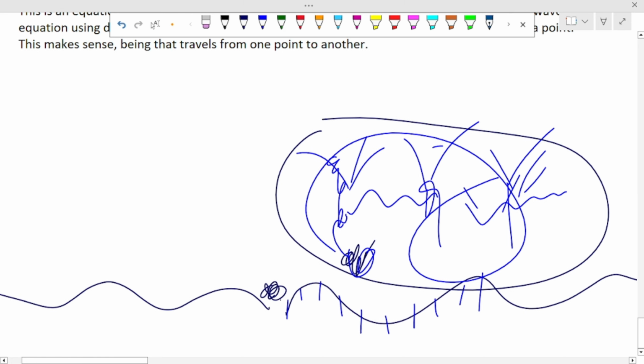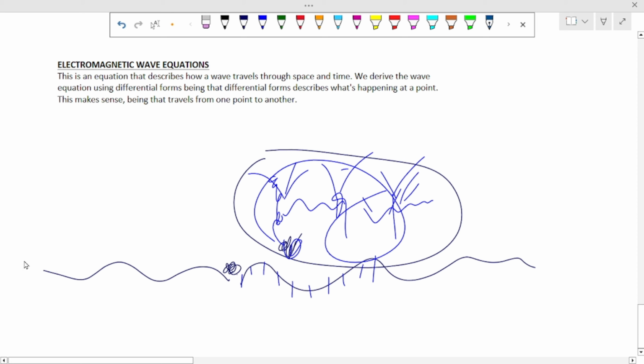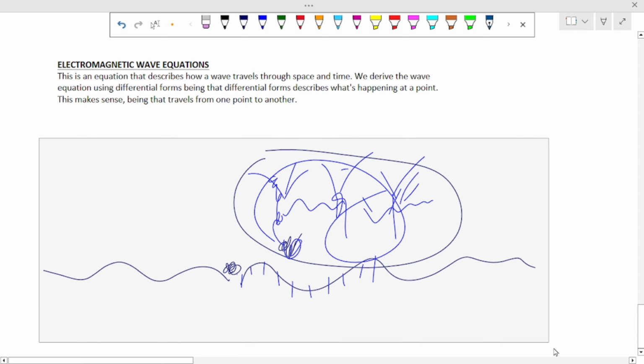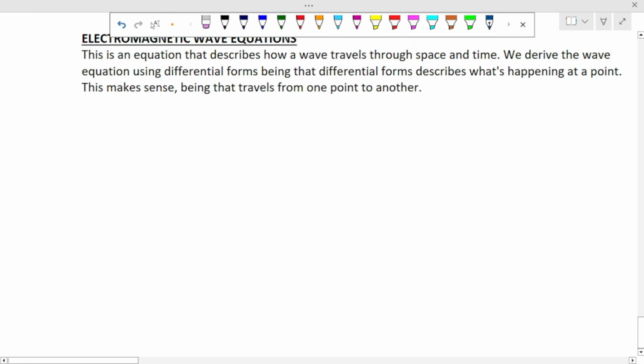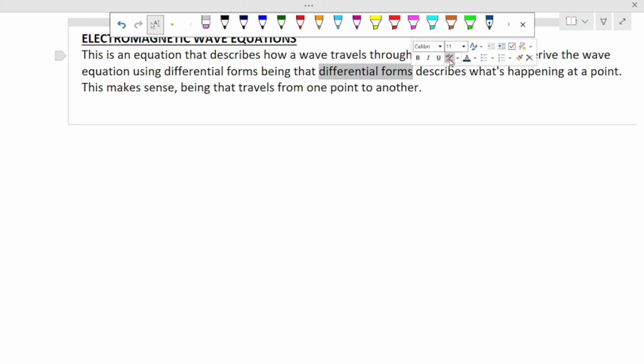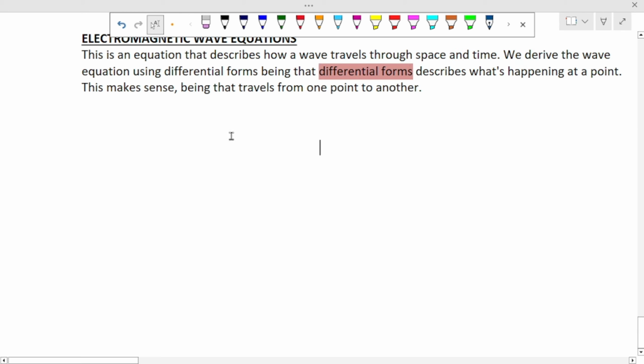So in deriving our wave equation, we are going to make use of the differential form. We already have the differential form. Since we are making use of the differential form, that's one thing.